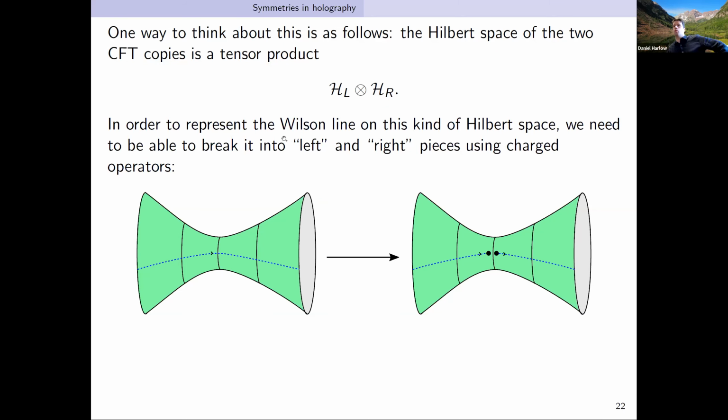And so in order, what happened in that tensor product is what's really doing the work, because in order to represent this Wilson line on this kind of Hilbert space, you need to be able to break the Wilson line into left and right pieces, which you can only do using charged operators. So this is kind of a geometric graphical representation of the argument. Somehow you have to be able to cut the Wilson line, and in order to fit into this tensor product Hilbert space, that requires charges. And in fact, these are precisely the charges that are required by conjecture number 2.